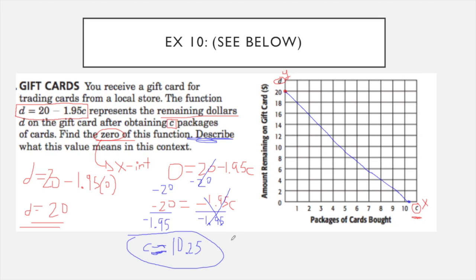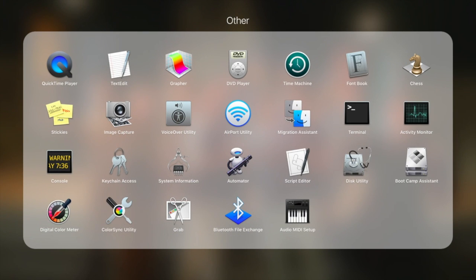So what does this mean in the context? We can only buy 10 packs and no more. So we can only buy 10 packs. So this is our intercept. That's our zero. And we know we can only buy 10 packs based on the context of this problem. So hopefully you feel confident with this material, and we can jump into some practice.